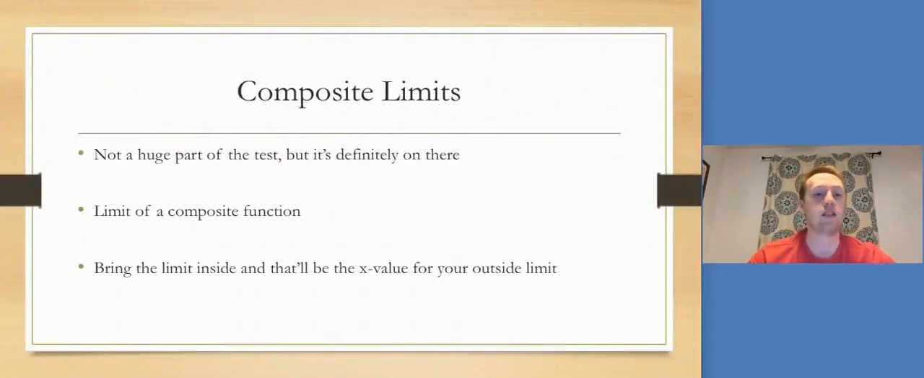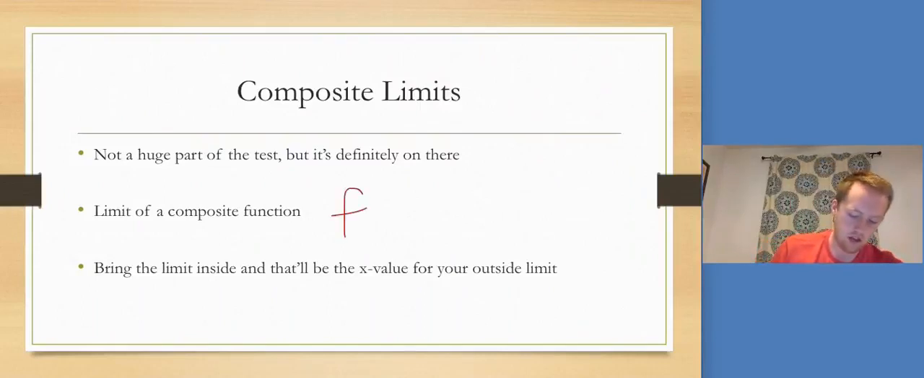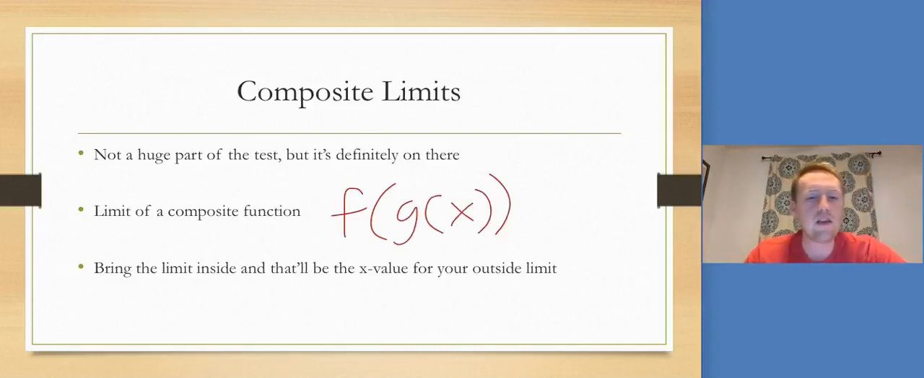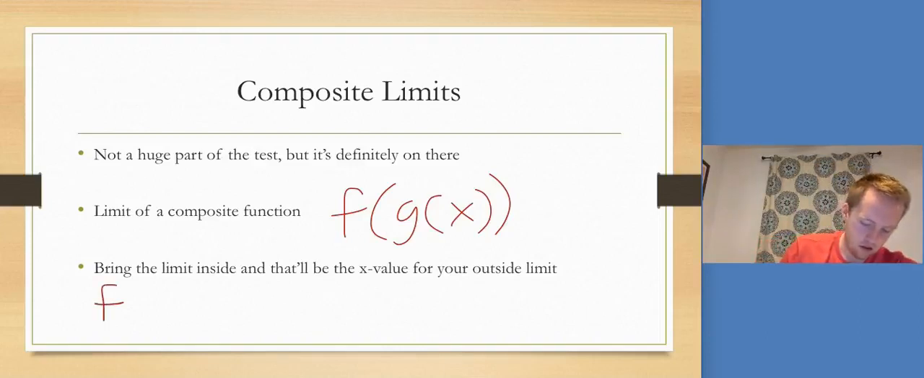So let's talk about composite limits. It's when we take the limit of a composite function. So we've got something like f of g of x. So let me write that. Now this is going to sound a little weird, but basically what we're going to do is bring the limit inside, like this.